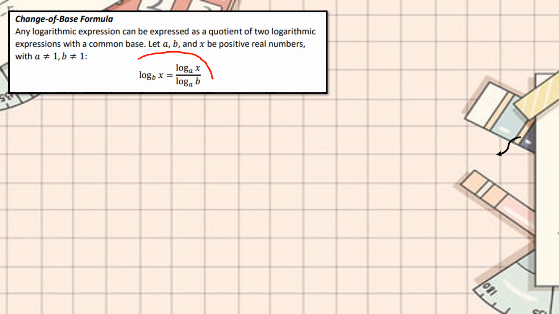Using this formula, so logarithm of x with the base of b, pwede natin tong isulat as logarithm of x with the base of a, yung a, siya yung gusto mong maging base, over or divided by the logarithm of b with the base of a.